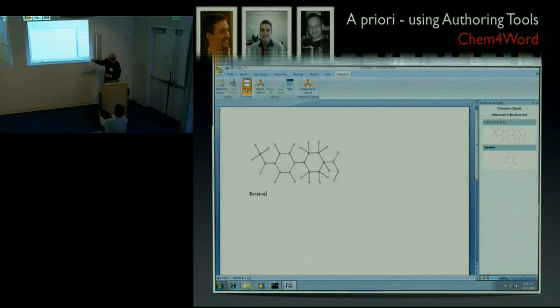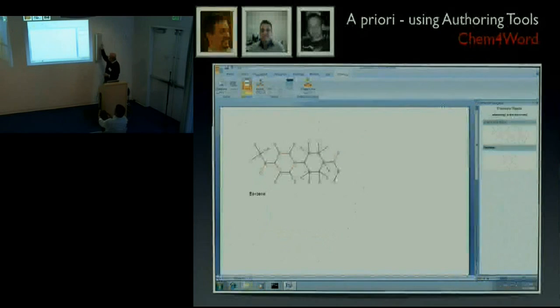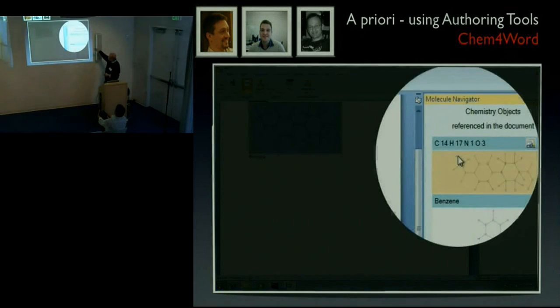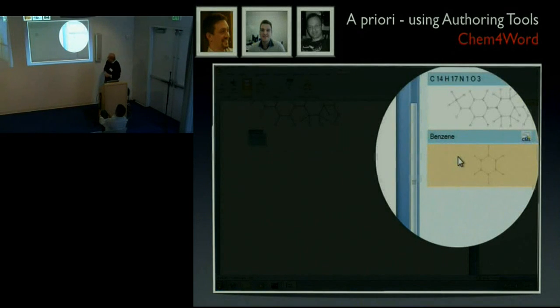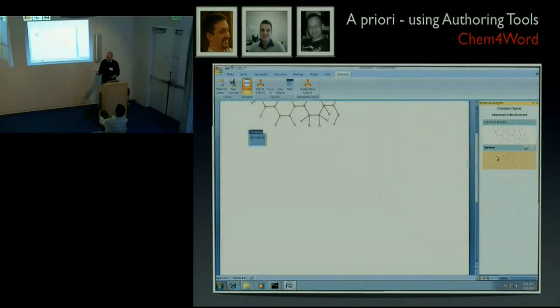Now that we've got two chemicals in a molecule, we can look at those things in a molecule browser, which is part of the document. It's not so useful if you've only got two molecules, but the typical chemical paper contains 20 to several hundred molecules. That sort of thing becomes really valuable.